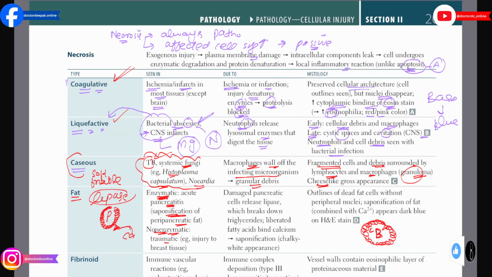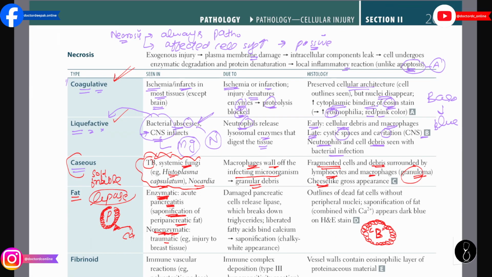And what is an example of non-enzymatic? Non-enzymatic means that after the trauma, the calcium is going to be directly deposited on the tissue without any help of enzyme. That is called non-enzymatic. So always please keep this in mind.